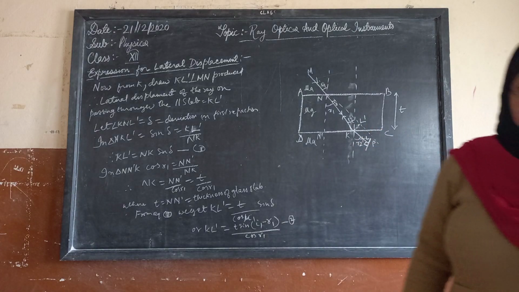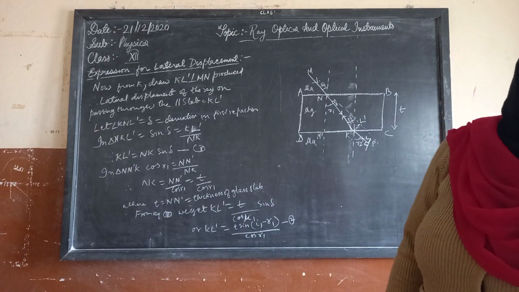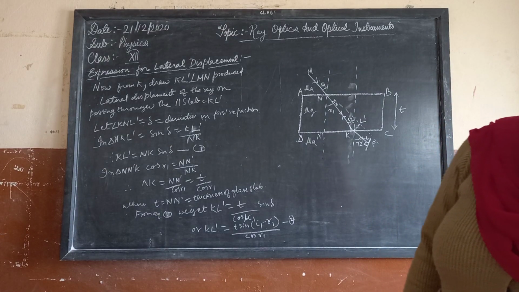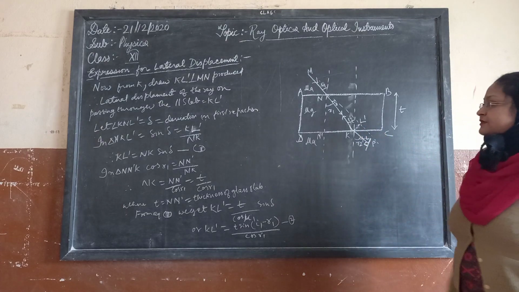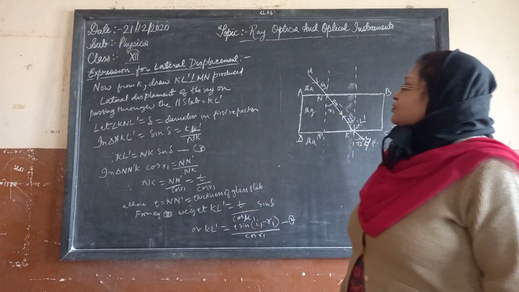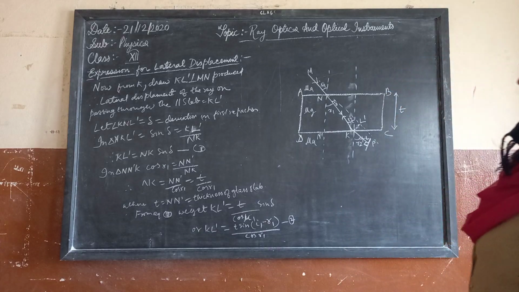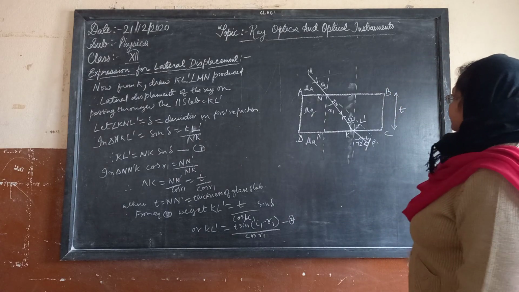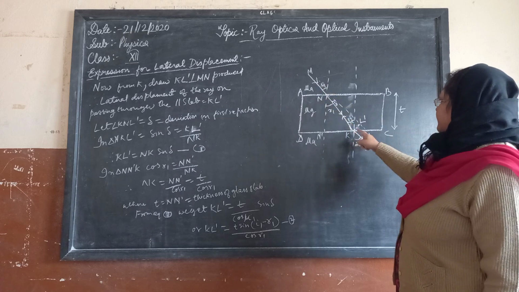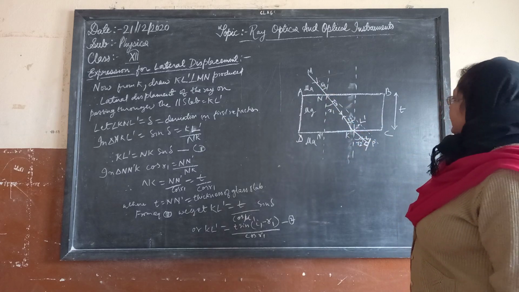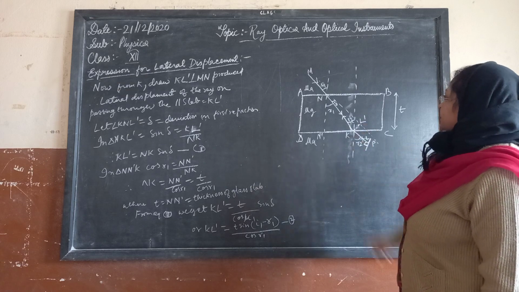Here the lateral displacement is KL'. KL' is the lateral displacement. Now from K, draw KL' perpendicular to MN. This is MN, and we have to draw KL' perpendicular to it.